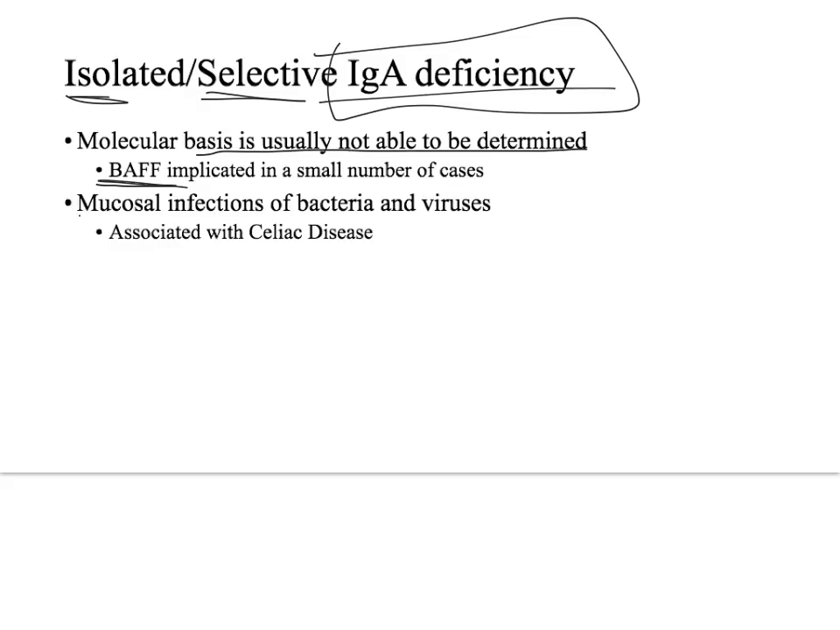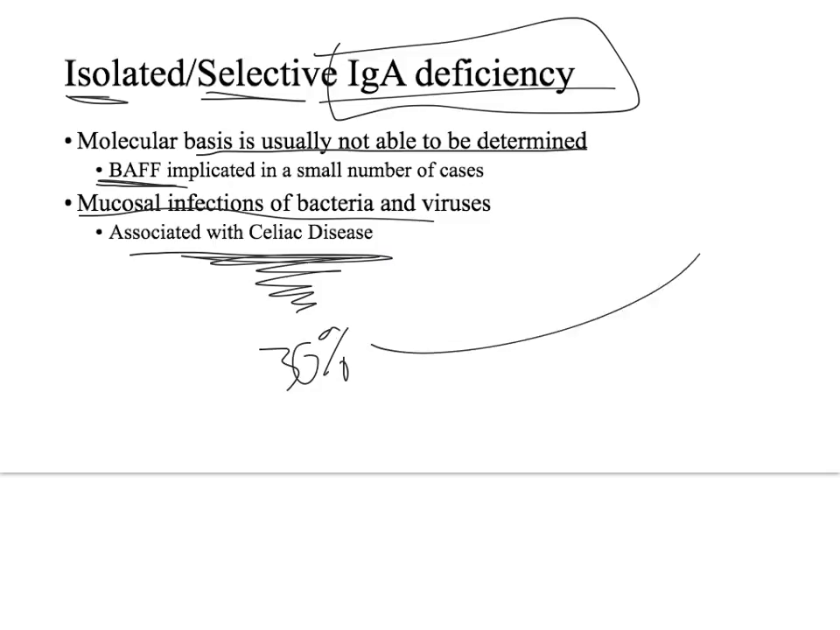And of course, IgA protects the mucosal surfaces, so you get mucosal infections, and it's associated strongly with celiac disease. It's associated with an autoimmune disease. And I think that something like 30% of people with celiac disease also have isolated IgA deficiency. And then I think out of the people that have isolated IgA deficiency, it's like 20%. I really don't remember what the exact numbers are, but it's a high number compared to the general population. So remember, celiac disease is associated with it.